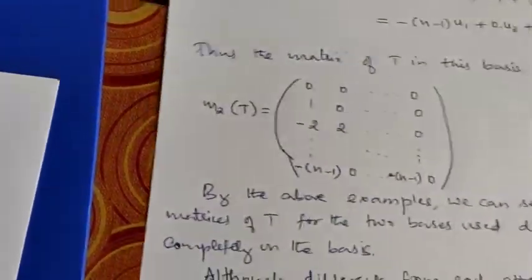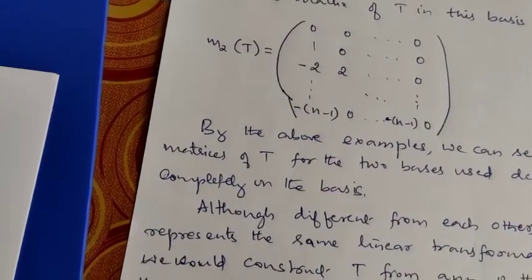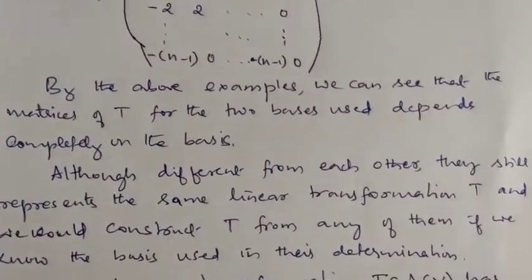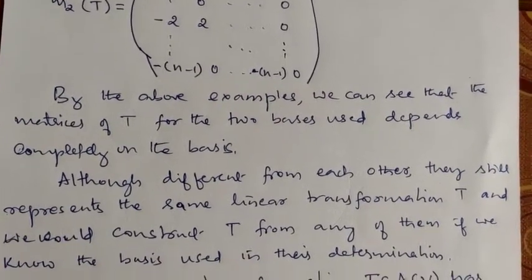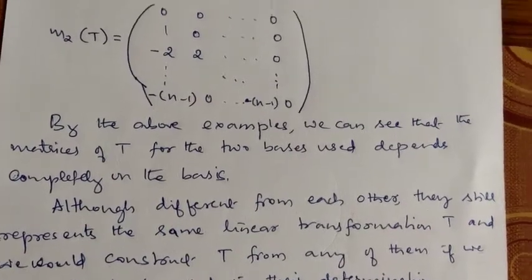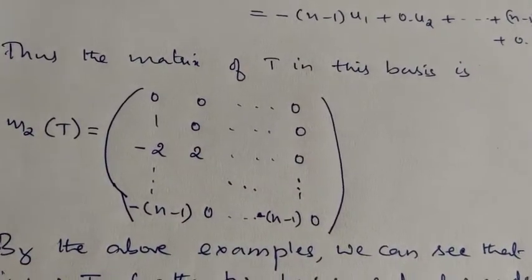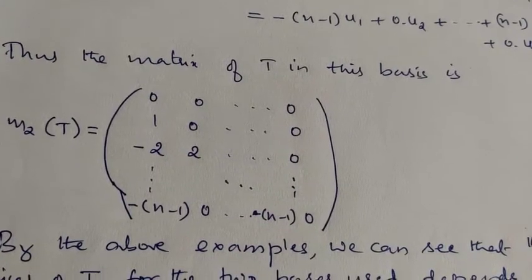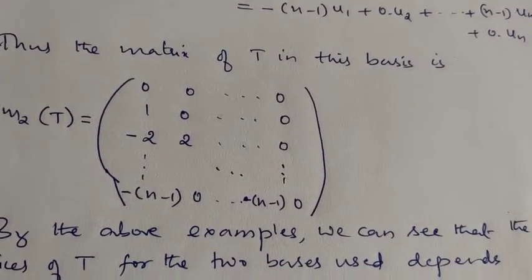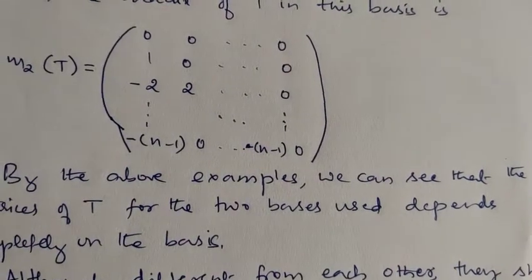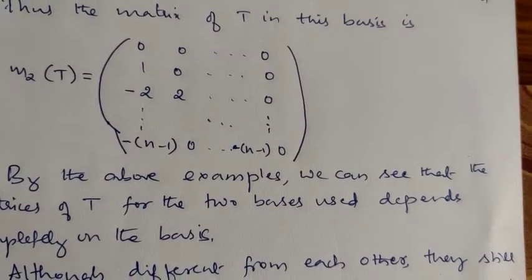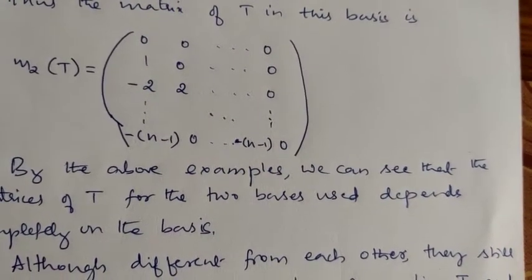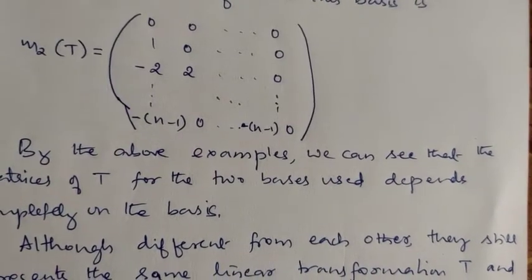Okay, now see here. From the above examples we can see that the matrix of T for two different bases depends completely on the basis. Although they look different from each other, they represent the same linear transformation, which is T. And we can construct T from any one of them if you know the basis used in their determination. Okay, so each linear transformation T in A of V has associated with it a unique n cross n matrix that is denoted by M of T.